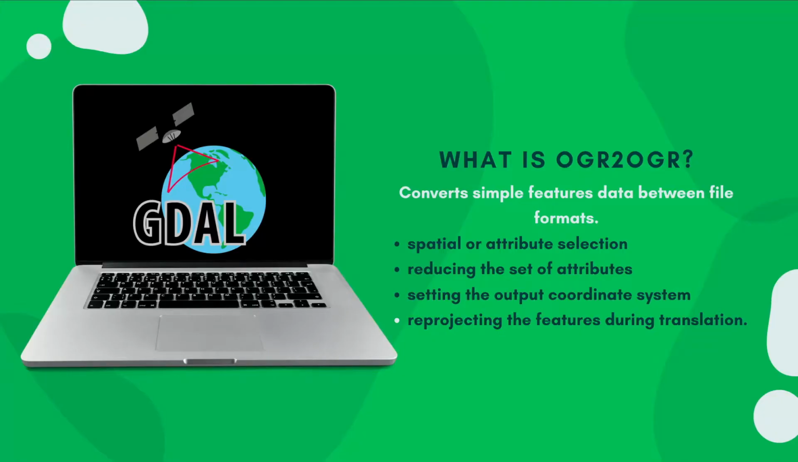Now, what is OGR to OGR? OGR to OGR is able to do spatial or attribute selection, also reduce the set of attributes. It can also set the output coordinate system and reproject the features during translation, while at the same time converting these data formats from one to another.